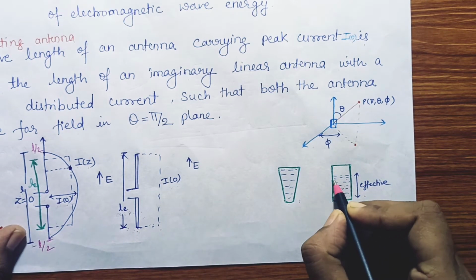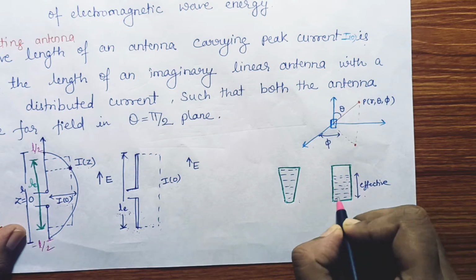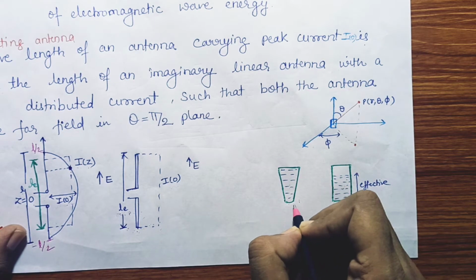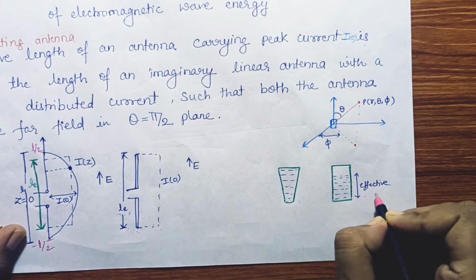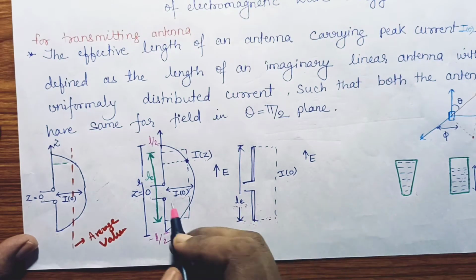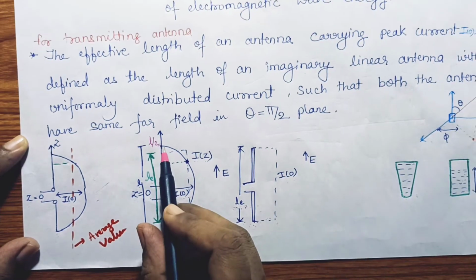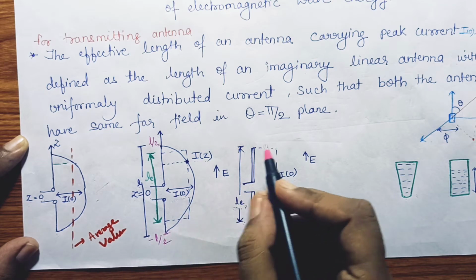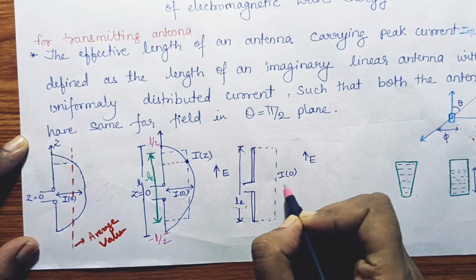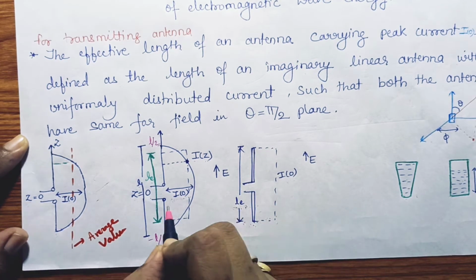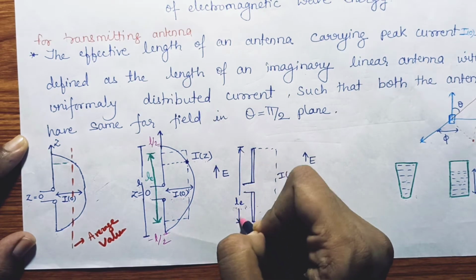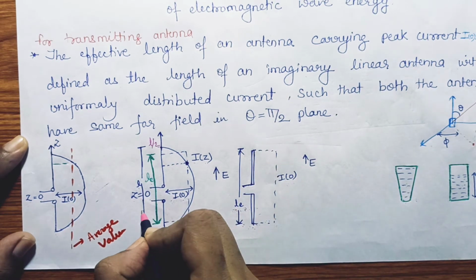We notice this glass has a height which is less than the original glass. So this is the effective height. This phenomenon is used here also. This is the non-uniform current distribution, but we are using a uniform current distribution and the field pattern is similar. So the effective length is smaller than the actual length.